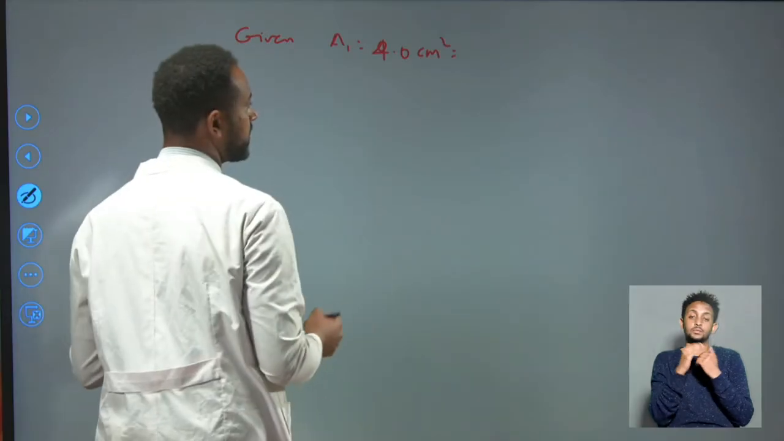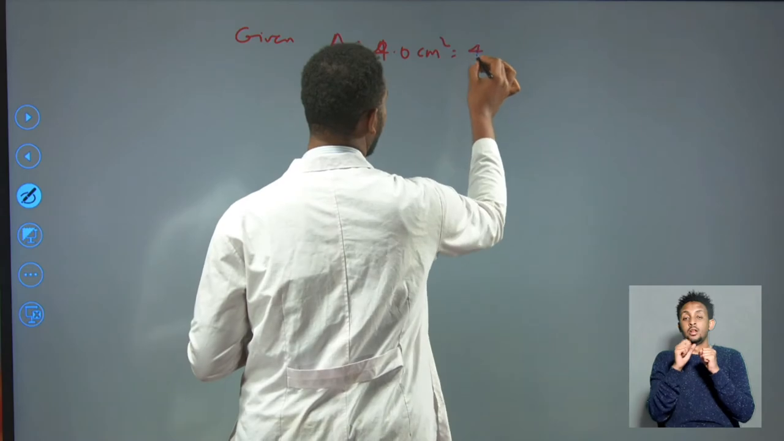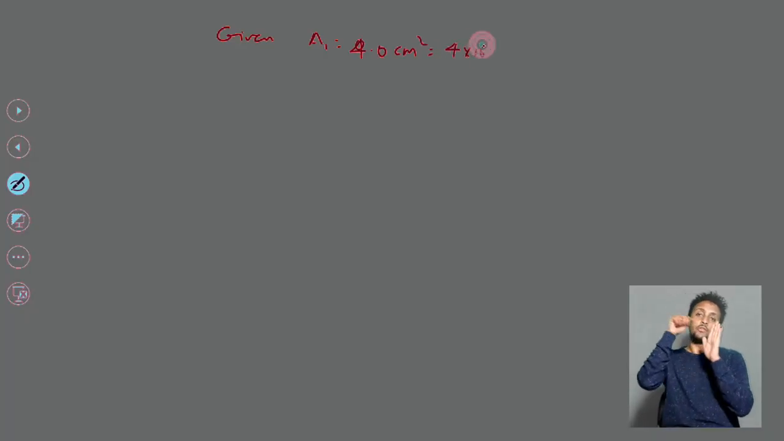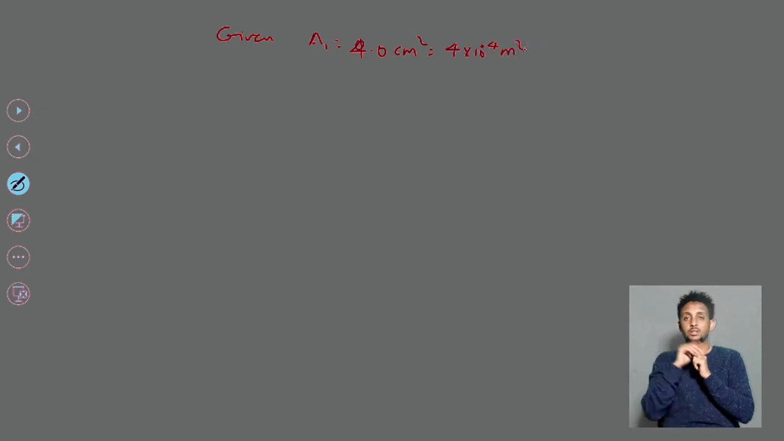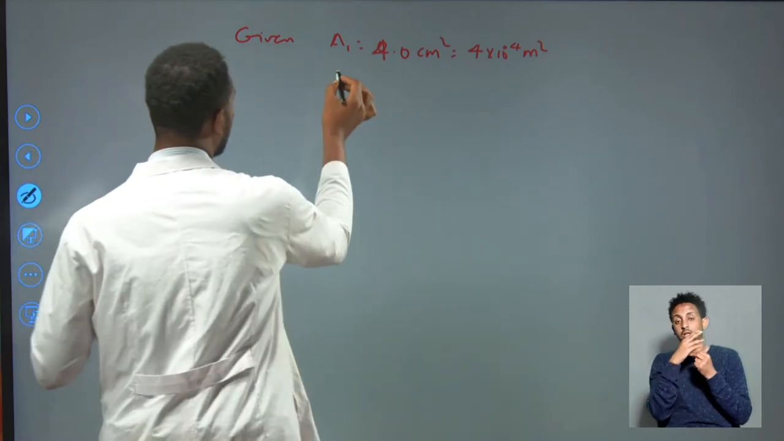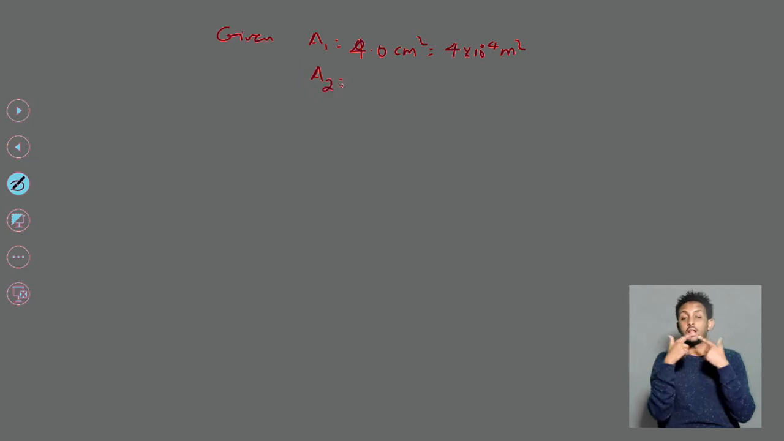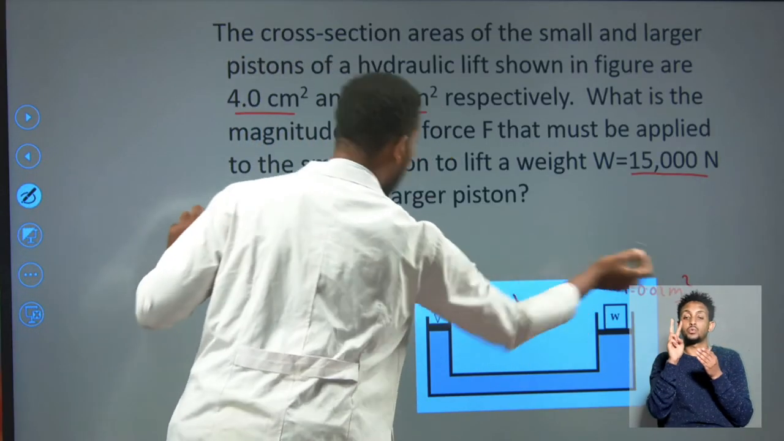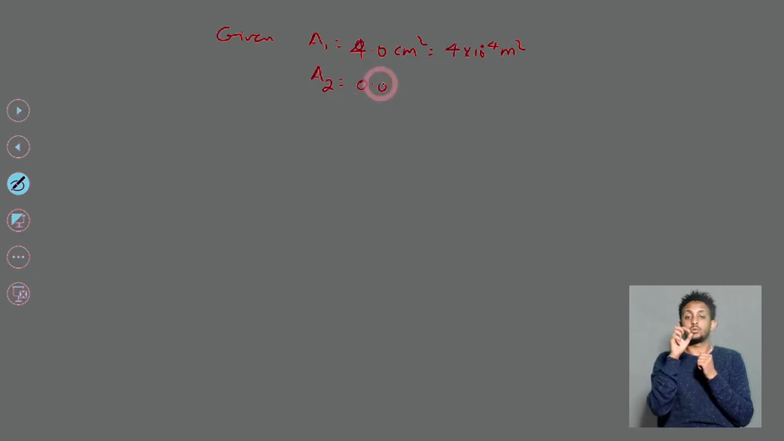The given variables: the area of the smaller piston is 4.0 centimeter squared. We have to convert it into its standard unit, meter squared, as 4 times 10 to the power of minus 4 meter squared. This is how we convert centimeter squared to meter squared. And the other given variable is the area of the larger piston, 0.02 meter squared. Or you can rewrite this as 2 times 10 to the power of minus 2 meter squared.